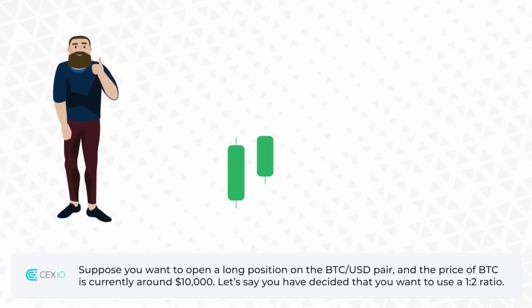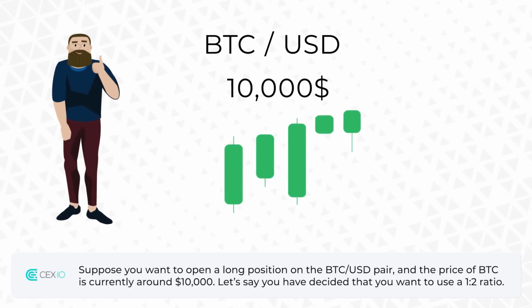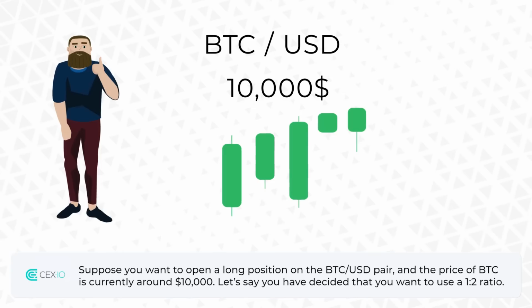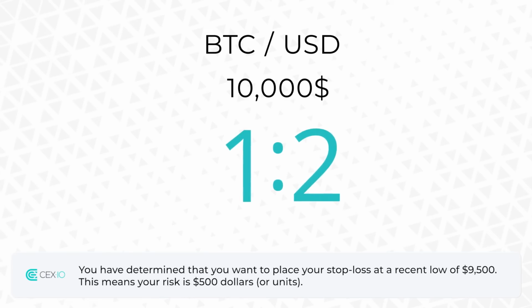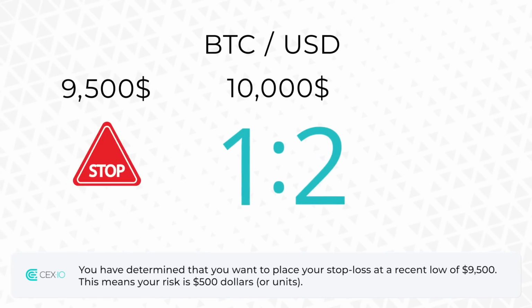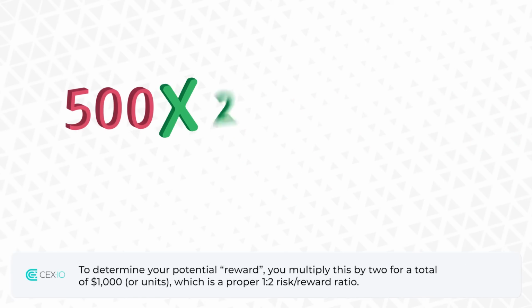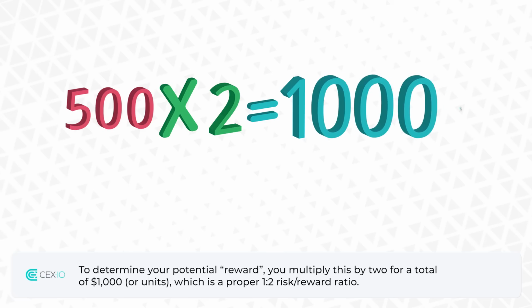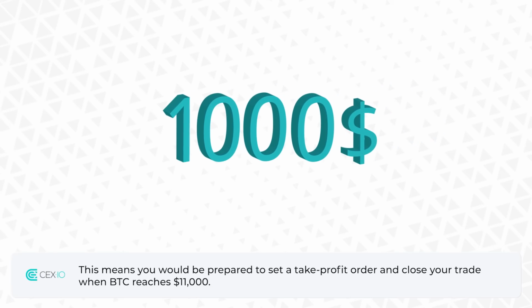Suppose you want to open a long position on the BTC-USD pair, and the price of BTC is currently around $10,000. Let's say you have decided that you want to use a 1 to 2 ratio. You have determined that you want to place your stop loss at a recent low of $9,500. This means your risk is $500 or units. To determine your potential reward, you multiply this by 2 for a total of $1,000 or units, which is a proper 1 to 2 risk or reward ratio. This means you would be prepared to set a take-profit order and close your trade when BTC reaches $11,000.